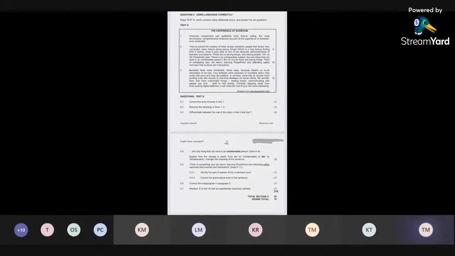Yes. All right. Now, American researchers just published what they are calling the most all-inclusive, again, we have a compound word here, which we must decide whether it is a compound adjective or compound noun. Now, comprehensive empirical account of the experience of boredom ever conducted. They've solved the mystery of what causes boredom. And then we have a colon. So in this case, a colon introduces a list that's coming.